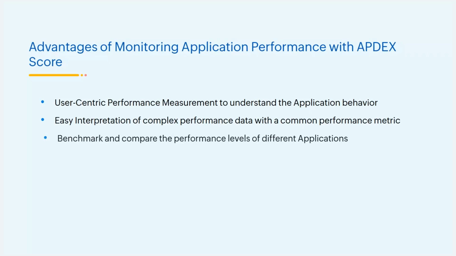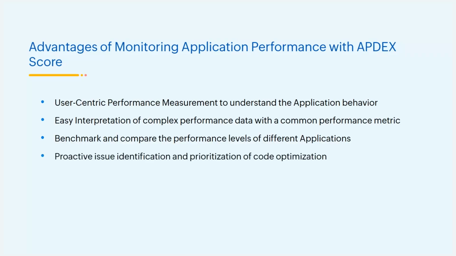The second one is easy understanding of complex performance data with a common performance metric, which will help you simplify the complexity of the data into a single, easily understandable metric, providing a clear and standardized way to assess the application performance. The third one is that you can benchmark and compare the performance level of different applications, allowing you to identify the high performance applications, leading to a consistent improvement across your environment.